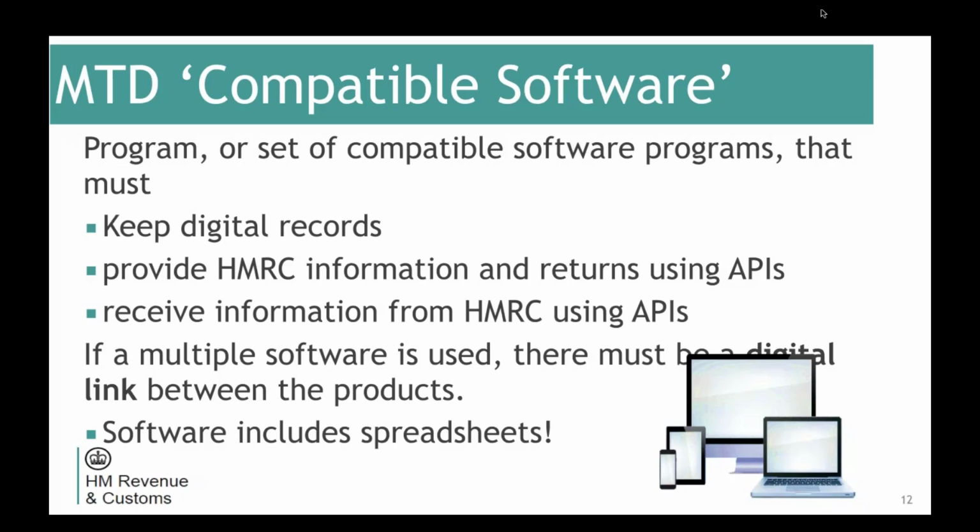And the key point here, which seems to get lost with a lot of people, is that compatible software does include spreadsheets. However, there must be a way to extract the data via a digital link and get the submission in the right format through the APIs to HMRC. And that is where the term bridging software that you may well have heard comes from. So those people that are using spreadsheets will need a piece of bridging software to enable them to submit the data that they have kept to HMRC.